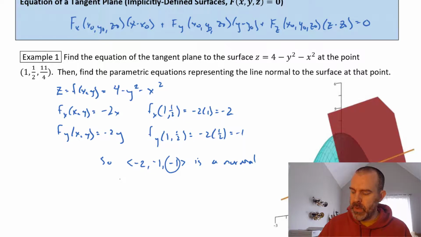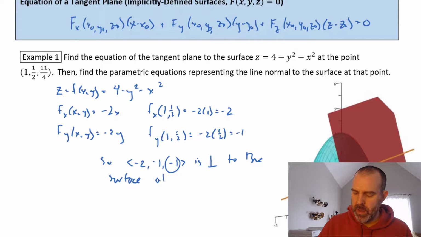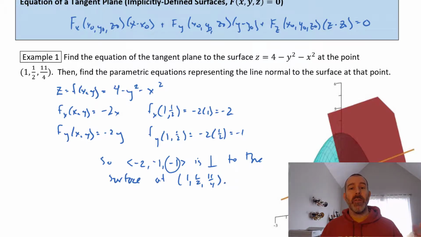This is a normal vector. Actually, let's word it this way. This is orthogonal to the surface at the point (1, 1/2, 11/4). So now you need a plane, right? You have a point and you need a normal vector, and we have a point, we have a normal vector, so we are good.